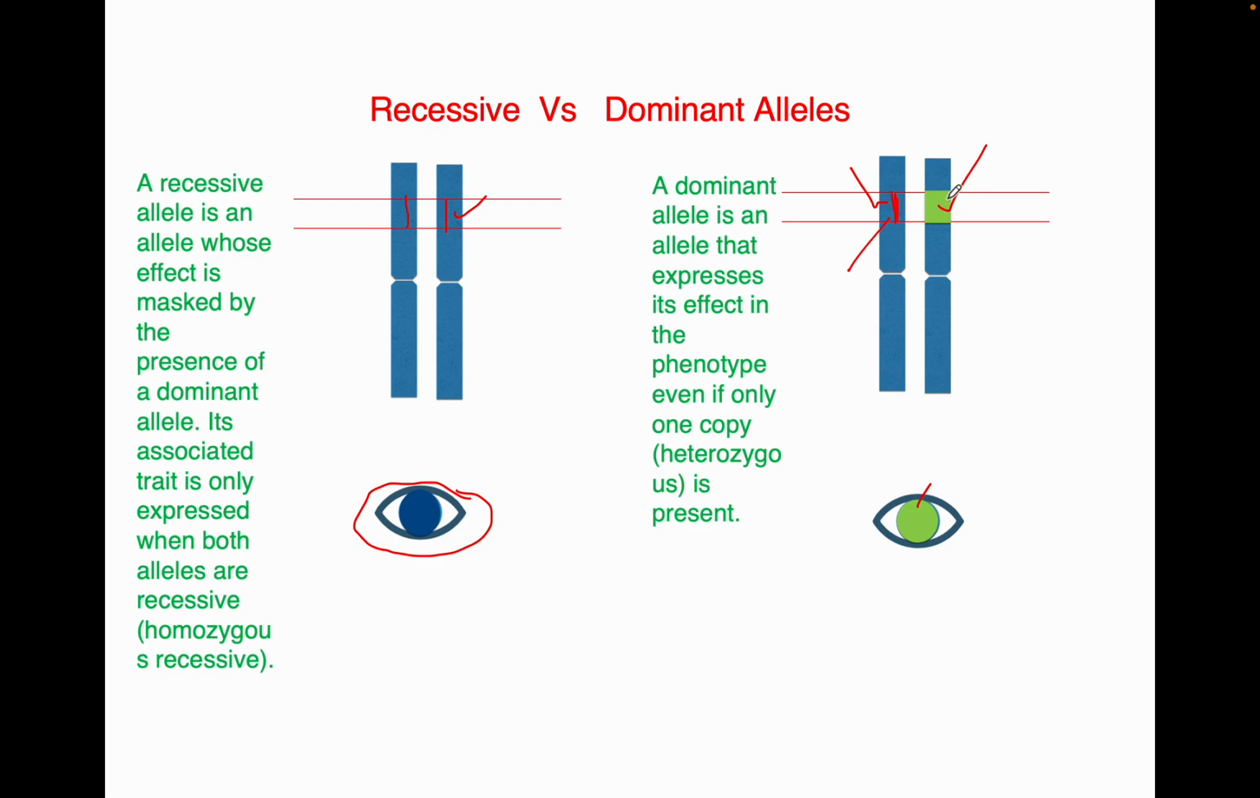So now this is a recessive allele, and even in the heterozygous condition, this allele is expressing, so it is a dominant allele. A dominant allele is an allele that expresses its effect in the phenotype even if only one copy is present. So in short, in the heterozygous condition, the allele which is expressed, or which is showing its phenotype, is the dominant allele, and the allele which has no phenotype, or whose phenotype has been masked by another allele, is the recessive allele. So this is the difference between dominant and recessive alleles.